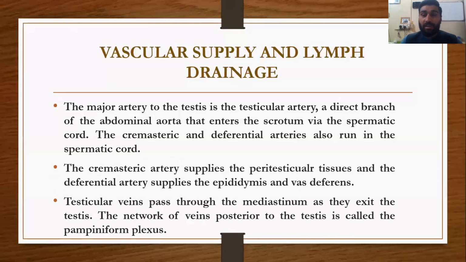Here comes the vascular supply and the lymph drainage. The majority of the testis is supplied by the testicular artery, which is a direct branch of the abdominal aorta that enters the scrotum via the spermatic cord. The cremasteric and deferential arteries also run in the spermatic cord. The cremasteric artery supplies the peritesticular tissues, and the deferential artery supplies the epididymis and the vas deferens. Testicular veins pass through the mediastinum as they exit the testes. The network of veins posterior to the testis is called the pampiniform plexus, which is very important.